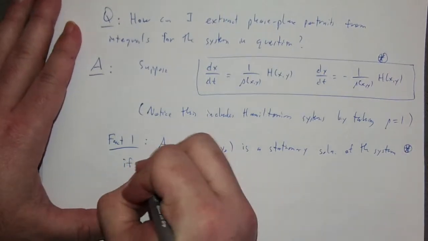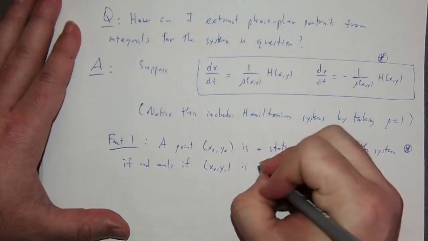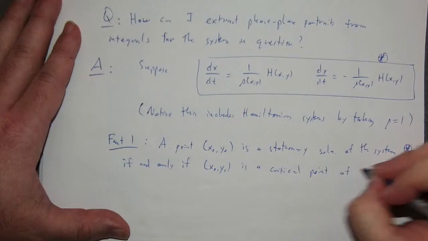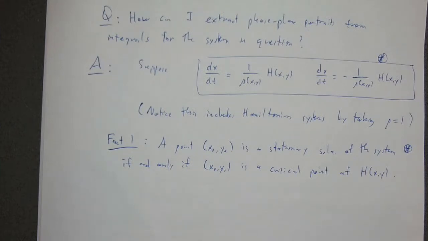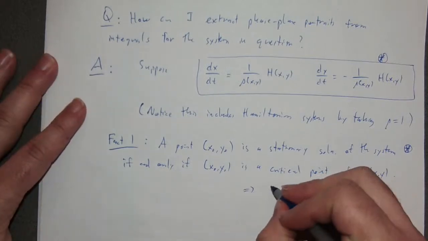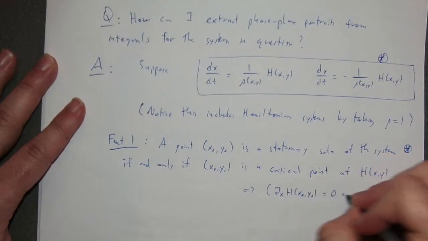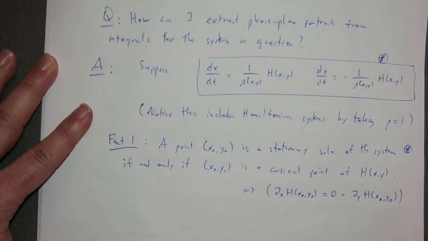If and only if x naught y naught is a critical point of h of xy. Recall what a critical point was for a function of more than one variable. It was a point where the gradient of that function vanished, where it was equal to the 0 vector. What this means is that the x partial of h at x naught y naught is equal to 0, and simultaneously the y partial of h at x naught y naught is equal to 0.